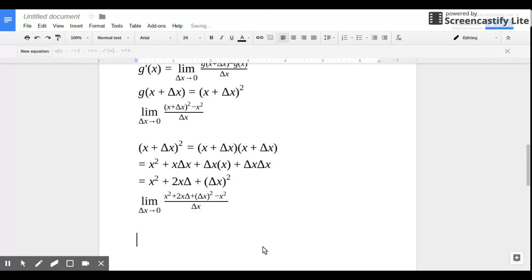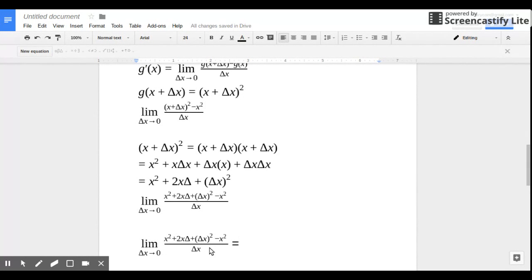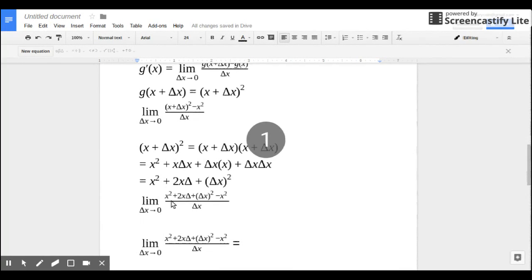Okay, and I'm going to say here that I want you to finish this. So these are going to get eliminated. We're going to be left with a 2x delta x and a delta x squared. We can cancel out a delta x and cancel out a delta x up here. And what's going to happen here is we're going to be left with 1 plus delta x. And then once we plug 0 into that delta x, 1.